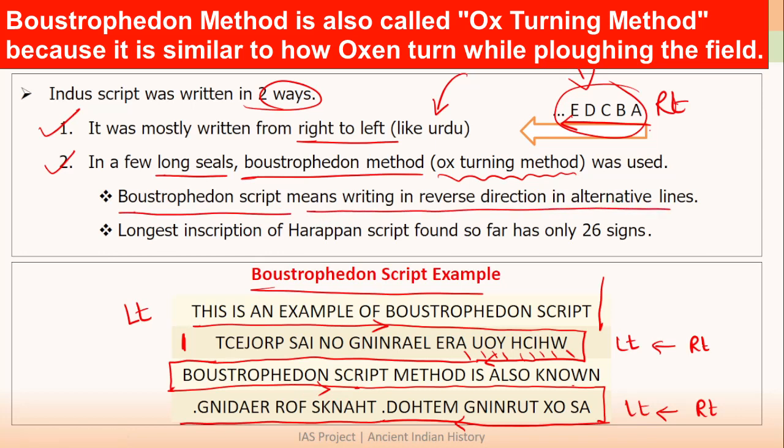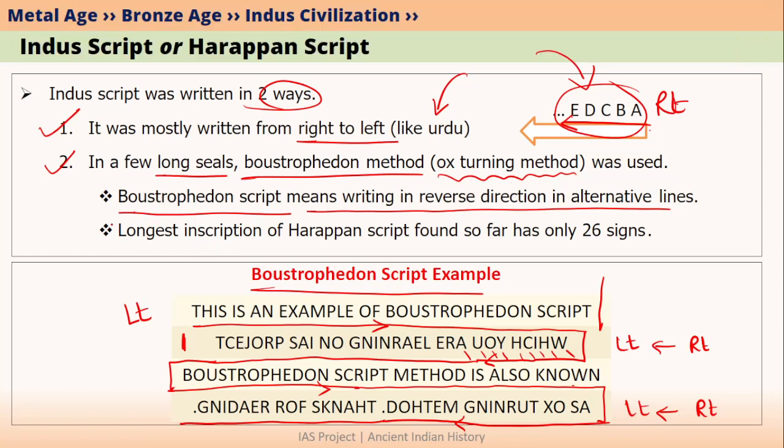Harappans actually did not write long scripts. Most of their scripts which we found were very short. The longest inscription of Harappan script that we have found so far only has 26 signs. So please note that Harappan people did not write long inscriptions. They wrote very short inscriptions, and the longest inscription we have found so far is only of 26 signs.